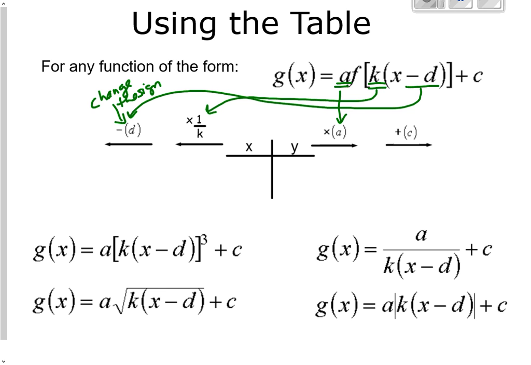So if it was like a -2 inside, it becomes a +2 outside. And then last over here, we have our plus c, and it's at our y values. Okay, and then here's what all our functions could look like. There's our cubic function, our square root function, our rational, and then our absolute value. So that's what they would look like if we applied all the transformations to them.